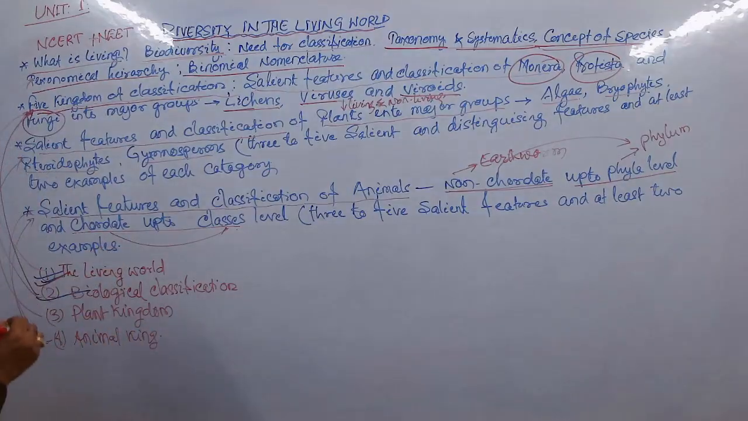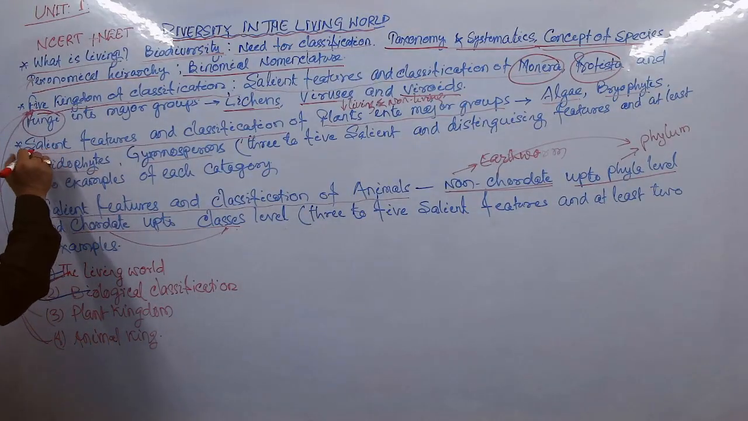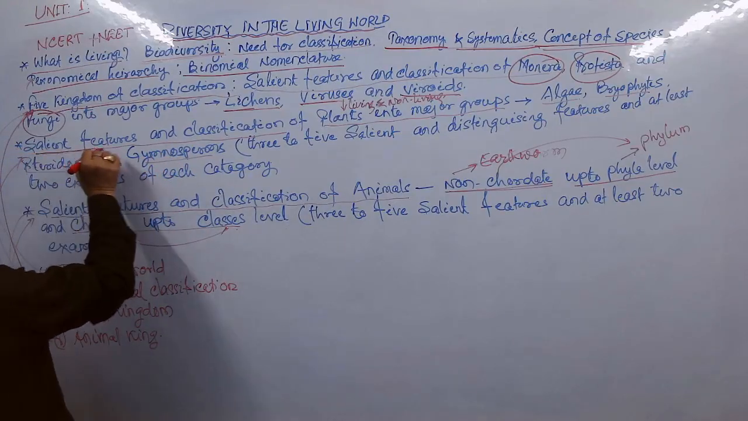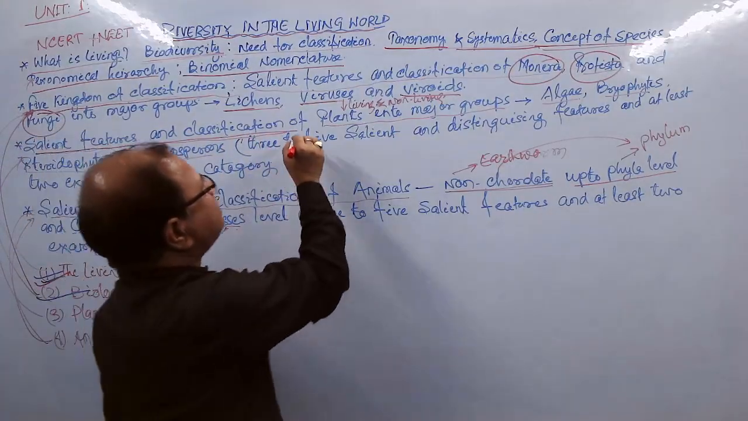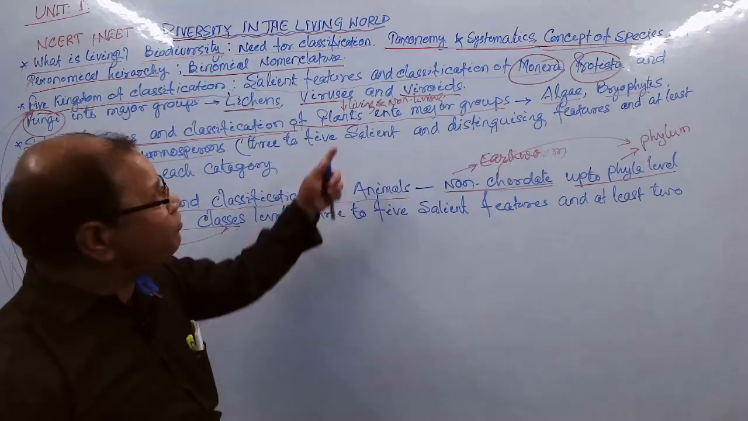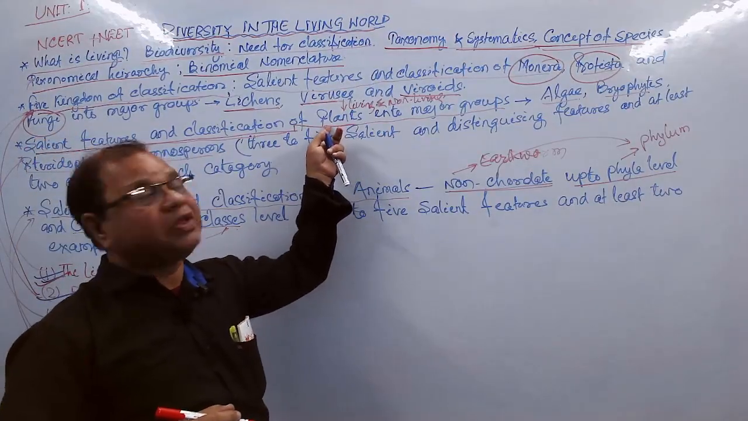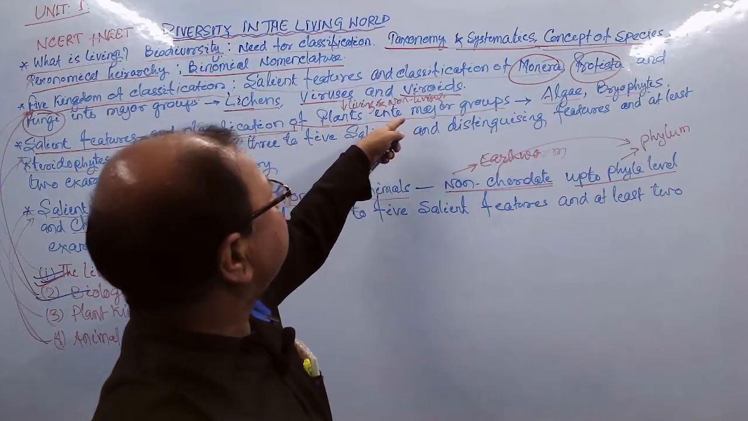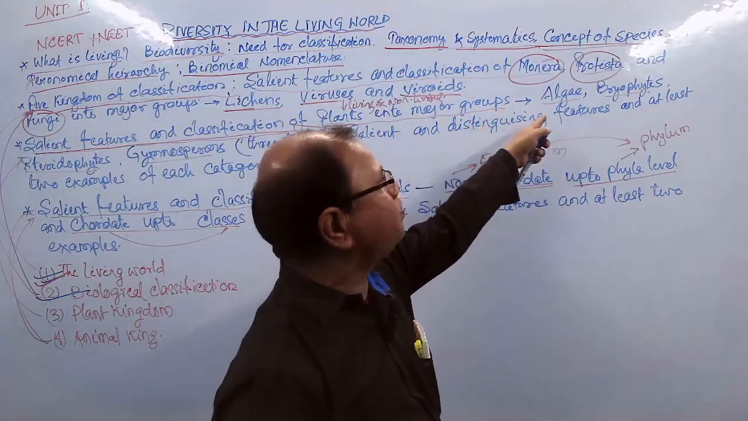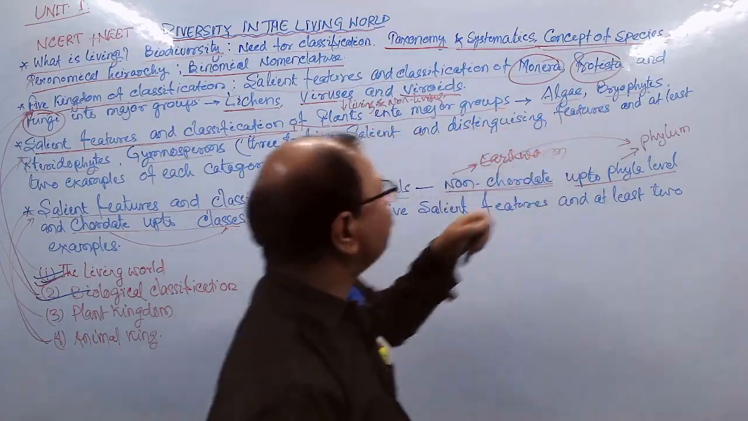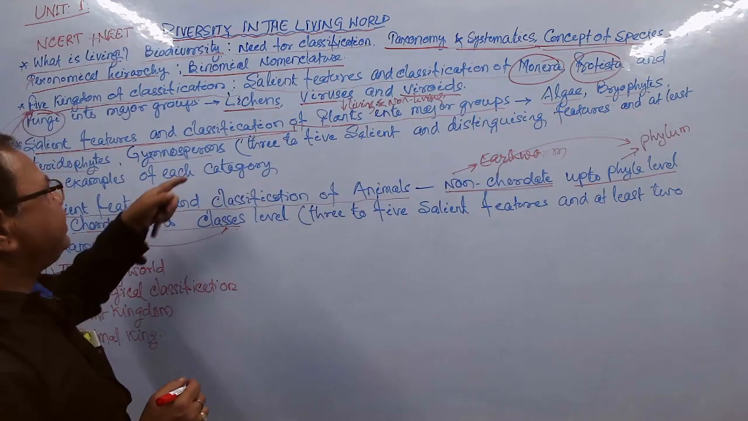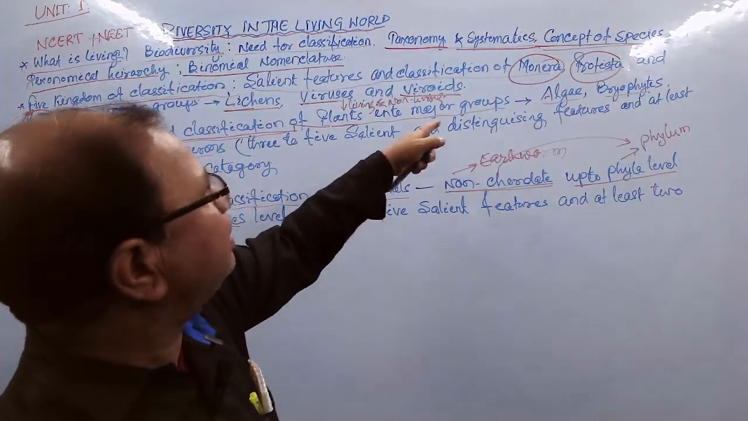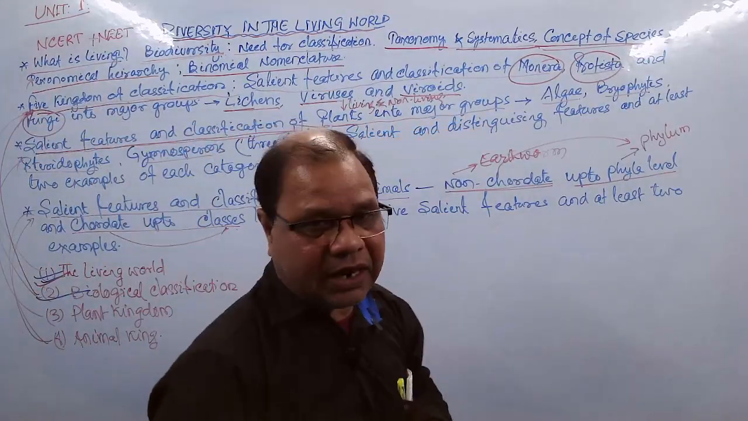Next point here, salient features of classification of plants into major groups. Dear students, salient features of classification of plants. This is the salient features. What are the salient features of the plant? We have to give the major groups like algae, bryophytes, pteridophytes, gymnosperms, angiosperms. These are the major groups of the plants.